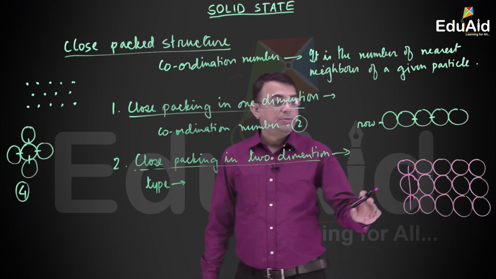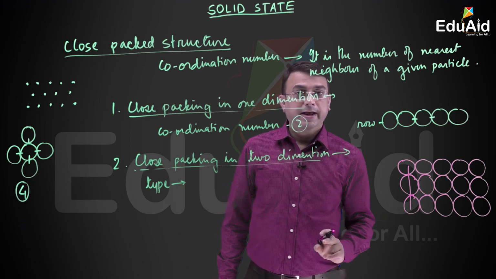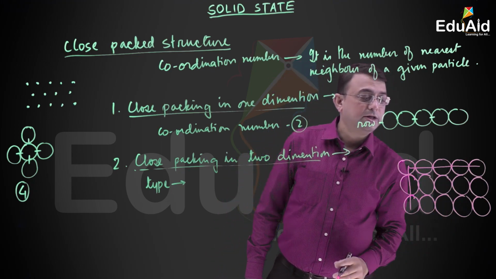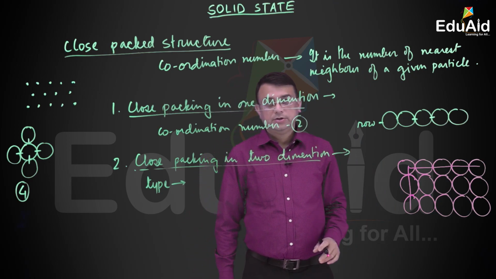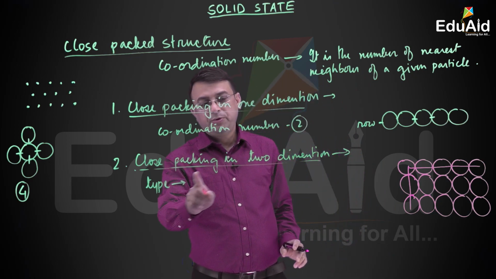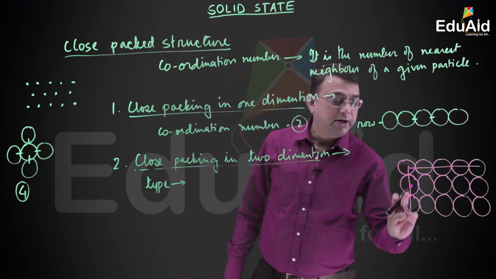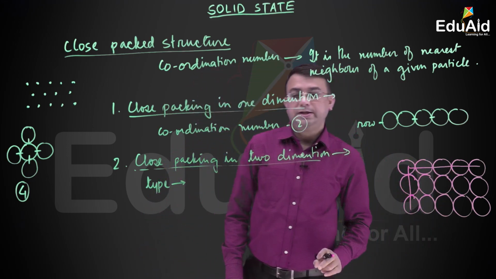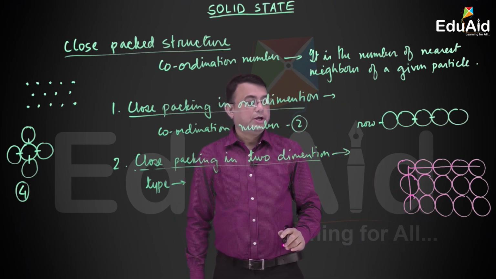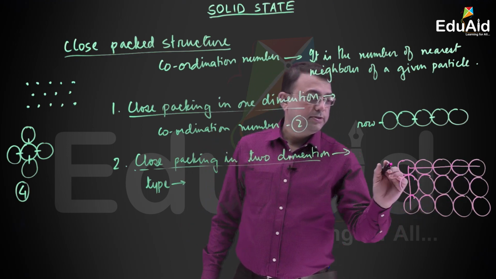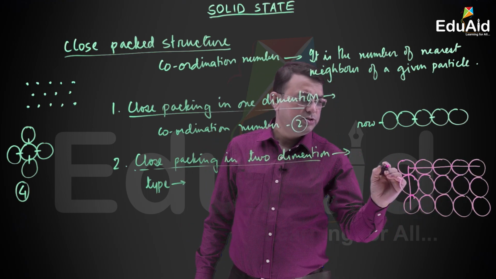These particles are vertically aligned, as well as they are also in the same line. So these particles are horizontally aligned. So in this first type of two-dimensional close packing, particles are vertically as well as horizontally aligned. Okay.